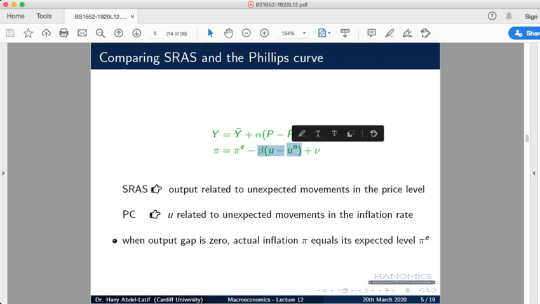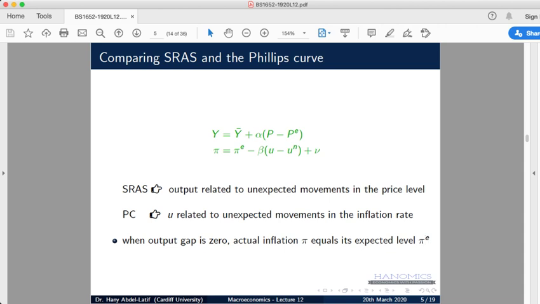that output level means the cyclical unemployment equals zero, and the actual unemployment rate will be equal to the natural rate of unemployment. In that case, you will see that actual inflation pi equals its expected level, pi superscript e. Okay, so this is one thing we learned from this relationship so far.